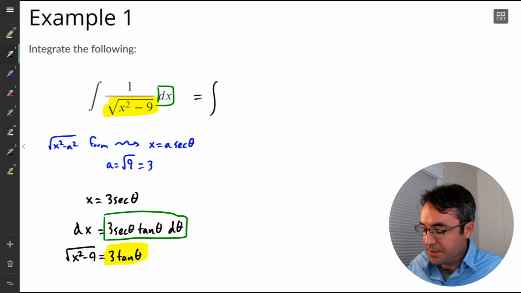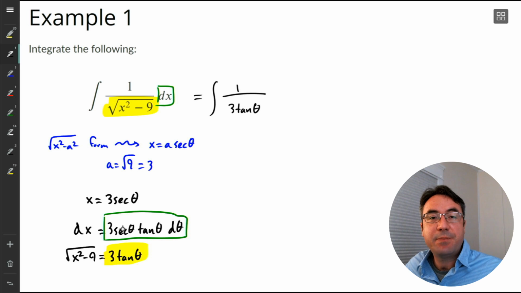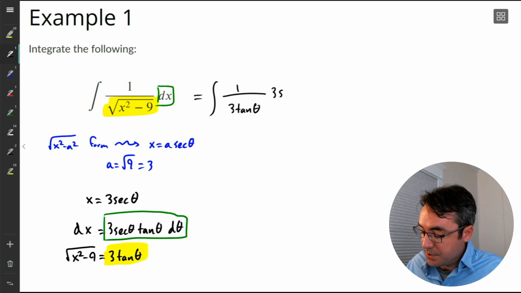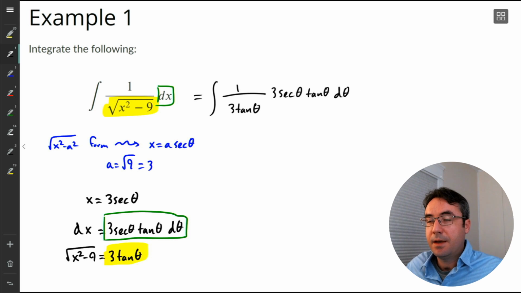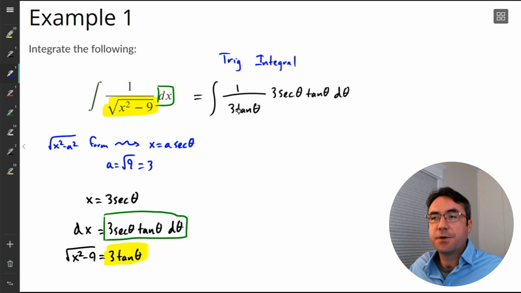So let's put all of our pieces into this integral. So the 1 on top is going to stay a 1. That square root term in the denominator is going to just become 3 times tangent theta. The dx here, well, what's that becoming? Well, it's becoming 3 times secant theta times tan theta d theta. And there we go. We've taken all of our pieces, and now we have a nice trig integral. So there's some powers of tangent, there's some powers of secant, and we're going to be able to work with this.